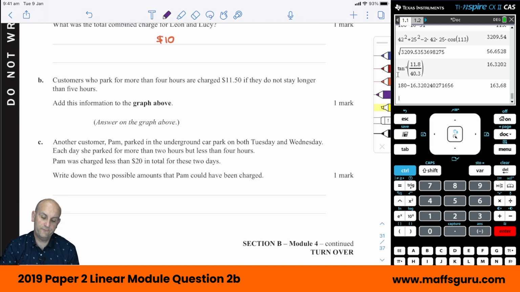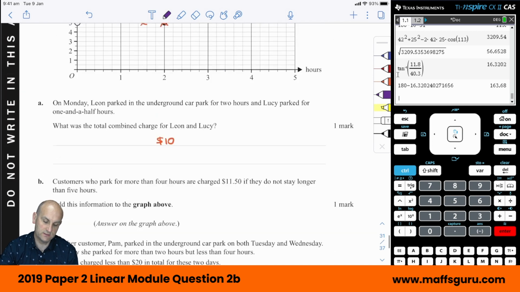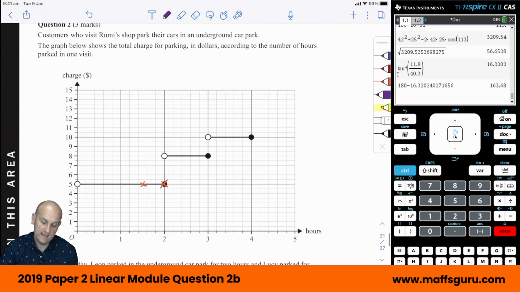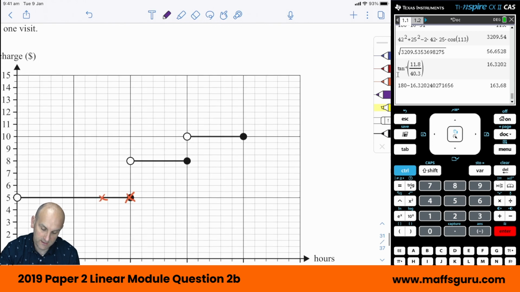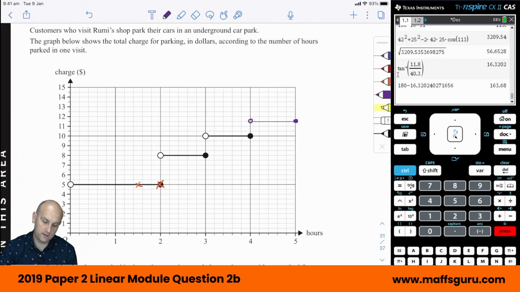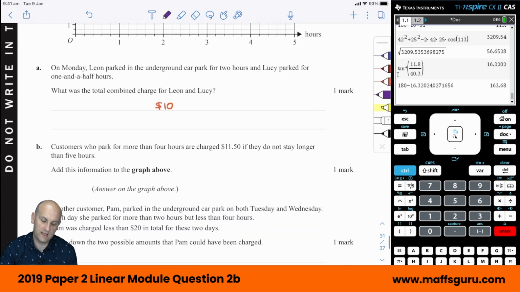Customers who park for more than 4 hours are charged $11.50 if they do not stay longer than 5 hours. So who park for more than 4 but less than 5, or don't stay longer than 5, it includes 5. Add this information to the graph above, so it's $11.50. And again, you guys would have to be super accurate, but $11.50 would be here. So I would do an open circle there, I would do a closed circle there, and I would draw a line between the two of them. And ka-ching, that is that mark. Love that mark, that was awesome. A little bit of colouring in.